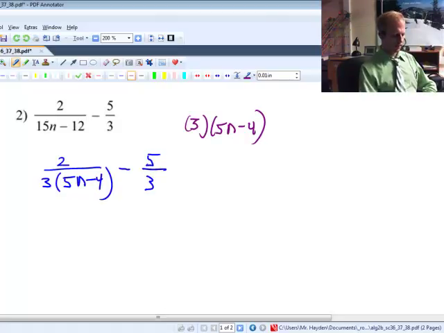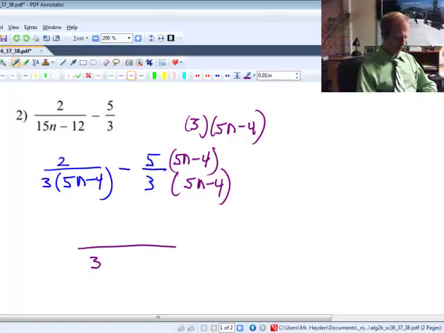Now I need to decide what to multiply each fraction by to get that common denominator. The fraction on the left already has the 3 and the 5n minus 4. The fraction on the right just needs the 5n minus 4, so I'm going to multiply by 5n minus 4. That gives me my common denominator of 3 times 5n minus 4, and that all goes over the sum of the numerators.